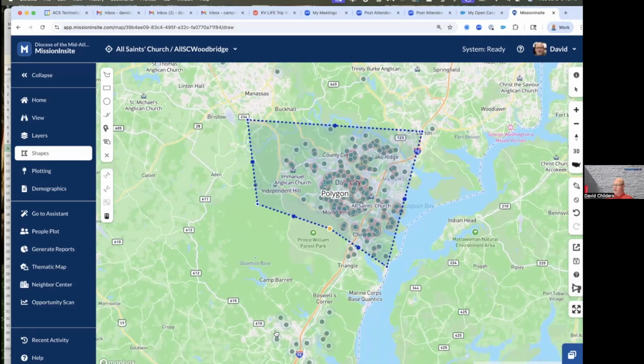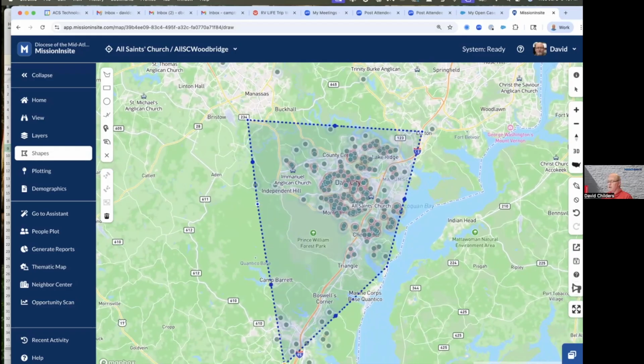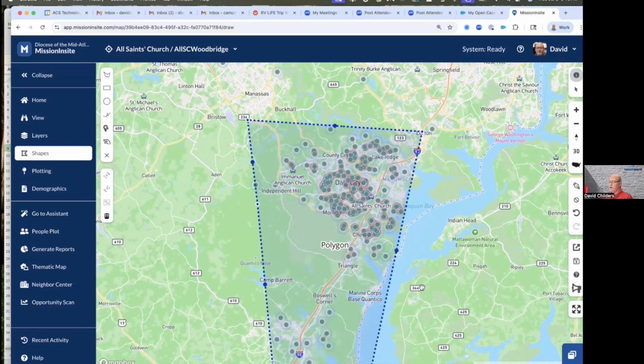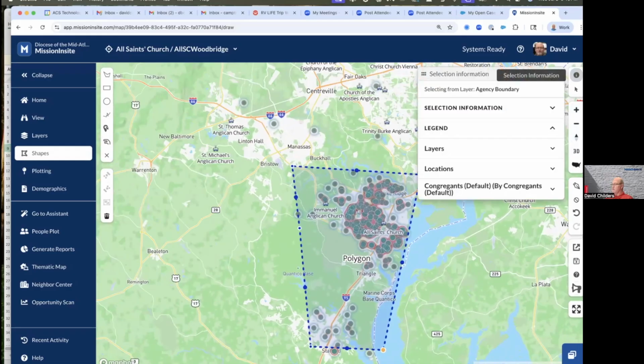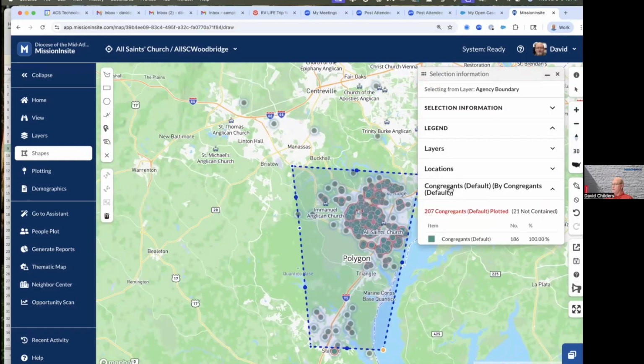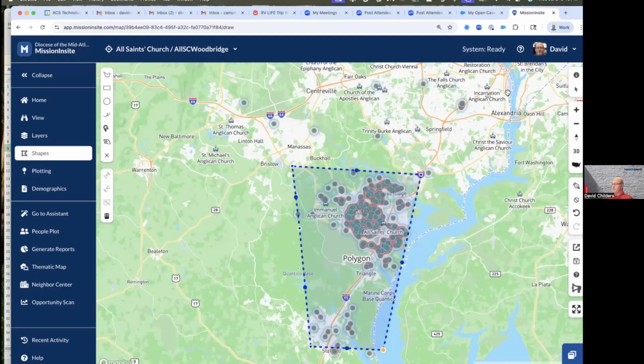See, I didn't go all the way down this way and pick those folk up, but that's all right. Or guess what? I could actually come down and grab them as well from that perspective. So you get to choose what you're trying to get to in your shape. And then it changes, of course, how many folk you found in this shape.